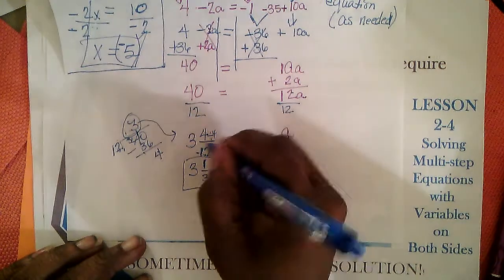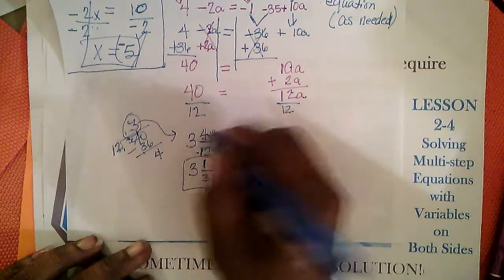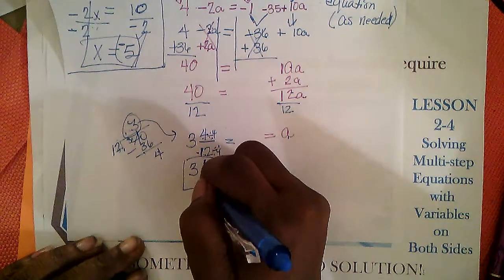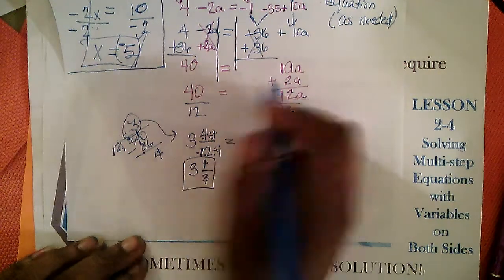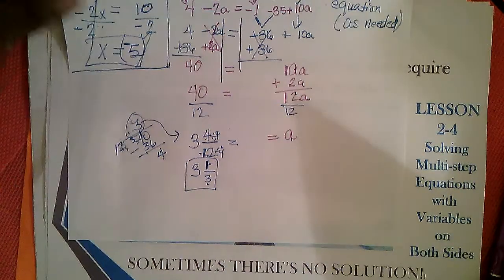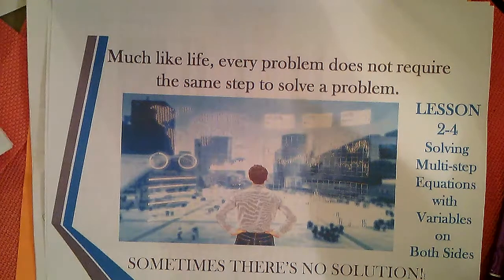Then we're going to simplify by dividing by 4. Dividing by 4, that gives you a 1 as a numerator and a 3 as a denominator. And your answer is 3 1/3. All right, next. Let's do another one.